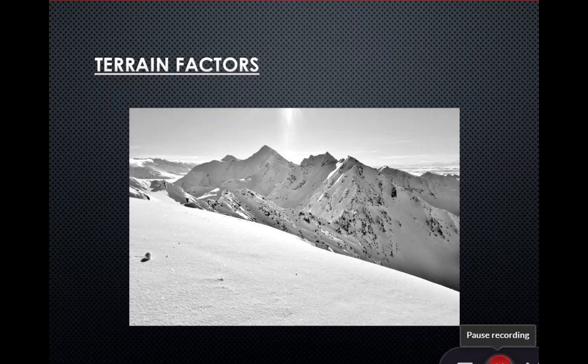Some of the main terrain factors that we talk about are going to be the slope angle, and this is really one of the big keys that we'll talk about here. Slope aspect, which direction it faces, terrain anchoring, slope shape, and then terrain traps, or the consequences of an avalanche based on the shape of the terrain.